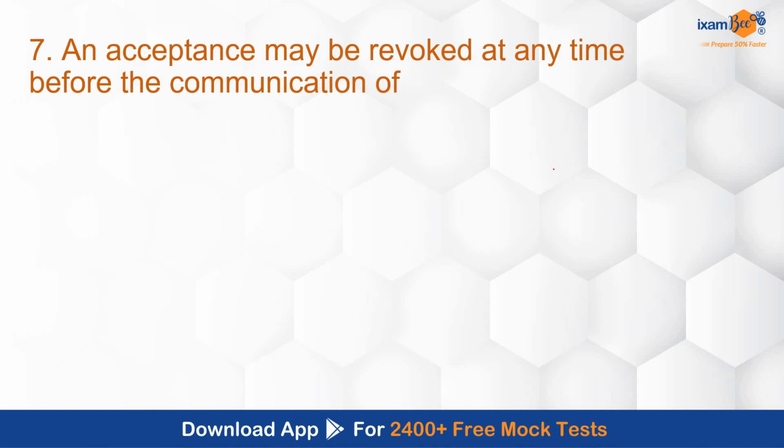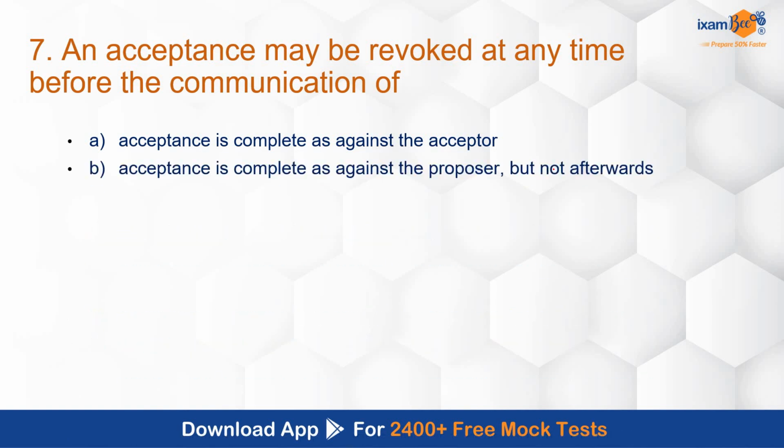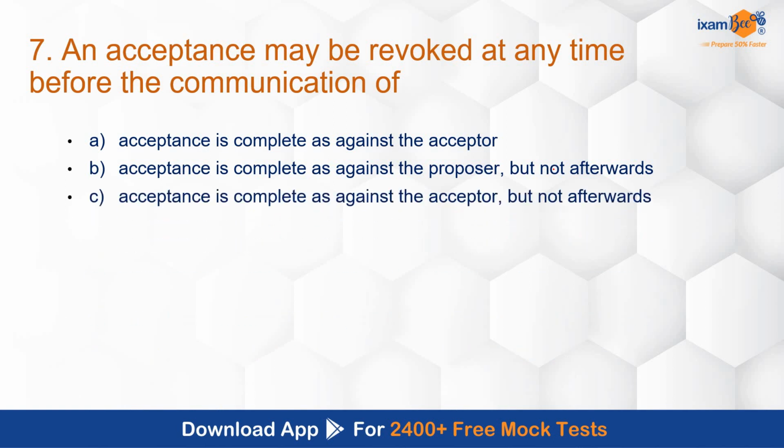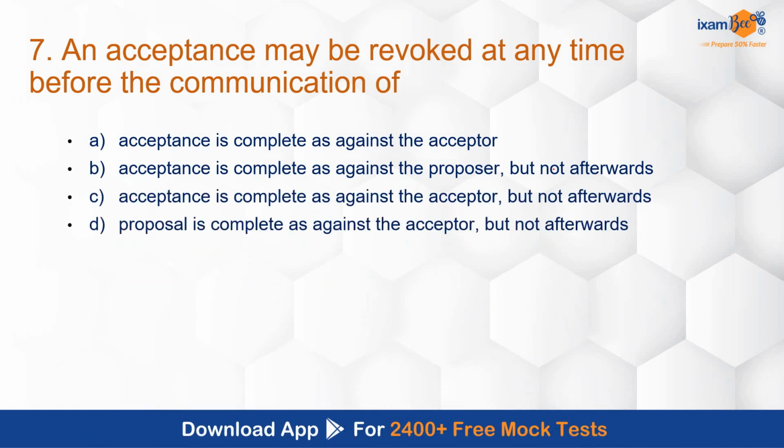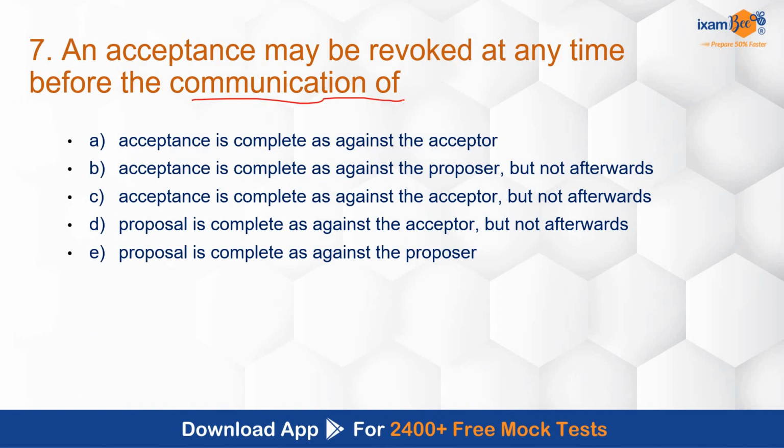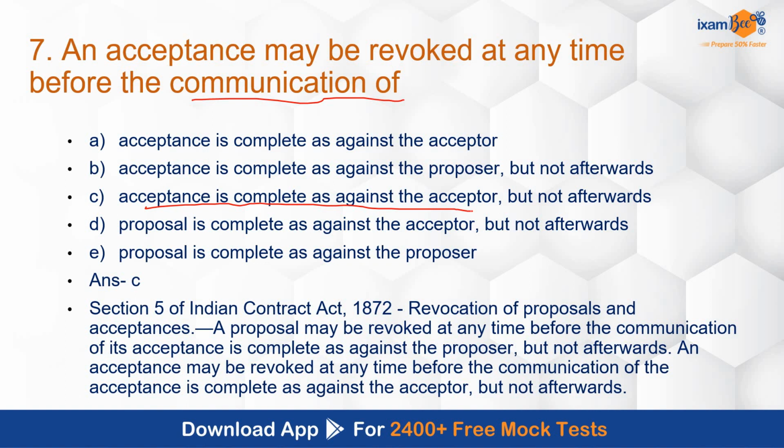Question number 7. An acceptance may be revoked at any time before the communication of acceptance is complete as against the acceptor, acceptance is complete as against the proposer but not afterwards, acceptance is complete as against the acceptor but not afterwards, proposal is complete as against the acceptor but not afterwards, proposal is complete as against the proposer. Now, when can the acceptance be revoked? Before the communication of acceptance or proposal. Correct answer here is C. Acceptance may be revoked at any time before the communication of acceptance is complete as against the acceptor but not afterwards. This is given under section number 5 of Indian Contract Act, revocation of proposals and acceptances.